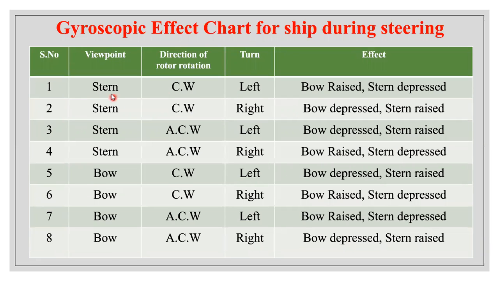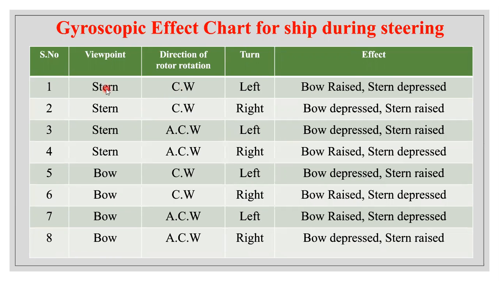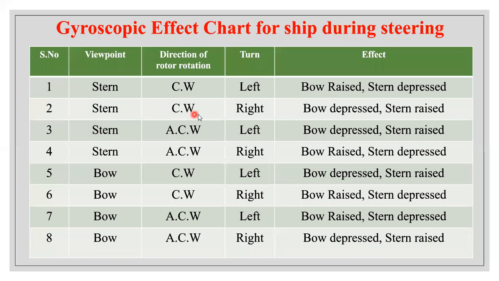So you're looking from the stern, and in this condition, the rotor is rotating clockwise, and the ship is turning left side. So just see: stern, clockwise direction, left turn, bow raised, stern depressed. Same condition, you're looking from the stern, and the rotor is rotating in a clockwise direction, and the ship is going to turn right. So what happens? Stern raised and bow depressed. Stern, clockwise direction, right turn: stern raised and bow depressed.